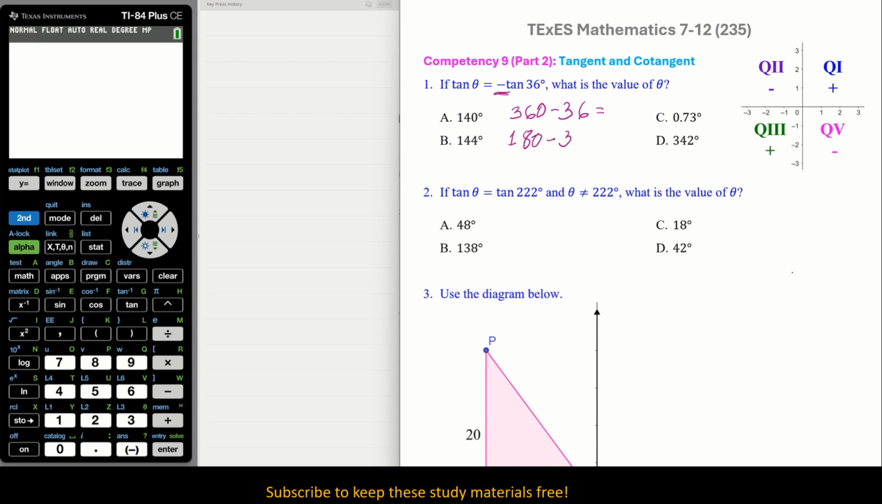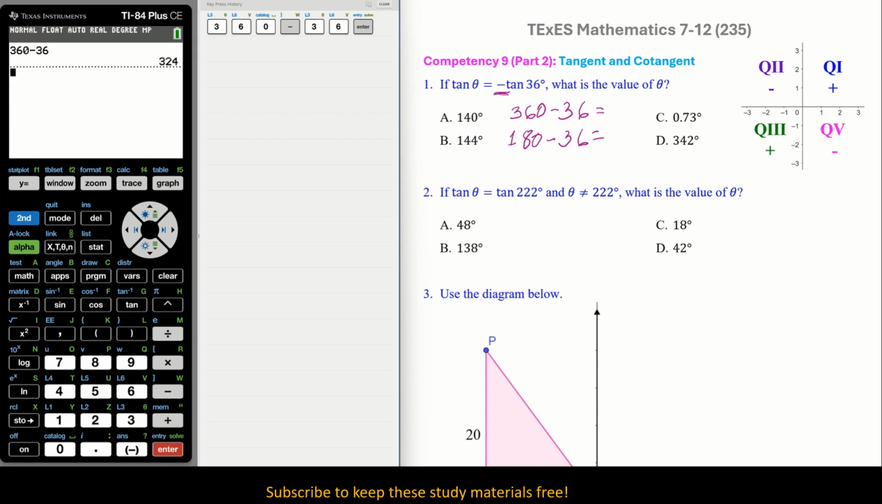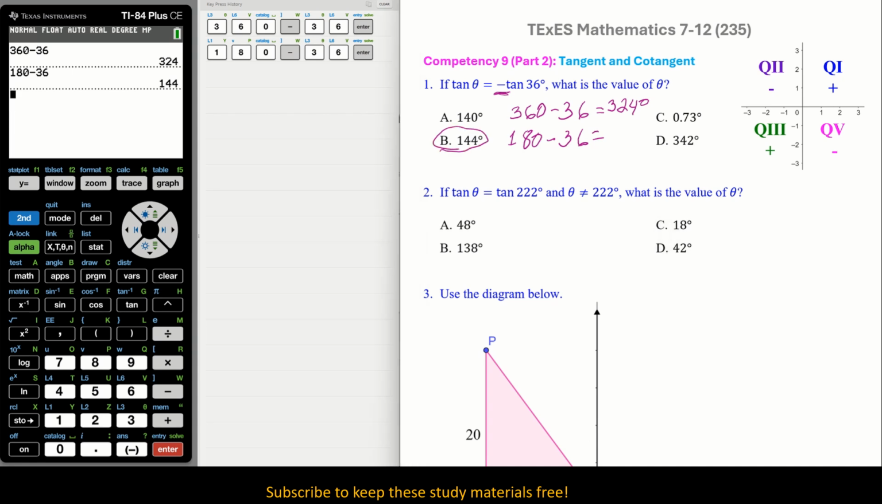180 minus the 36. Okay, so let's just put that in our calculator. 360 minus the 36, that is 324. We don't have 324 as an option, so it's probably the other one. The other value, 324 degrees, not present. So let's do 180 minus the 36. 144, option B is present. That's basically all you need to do.